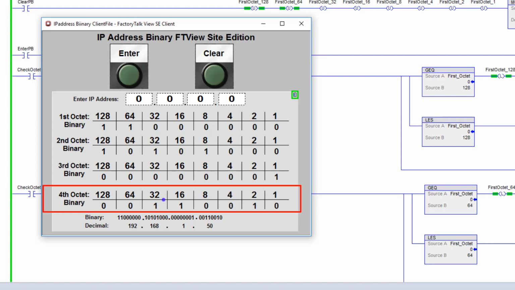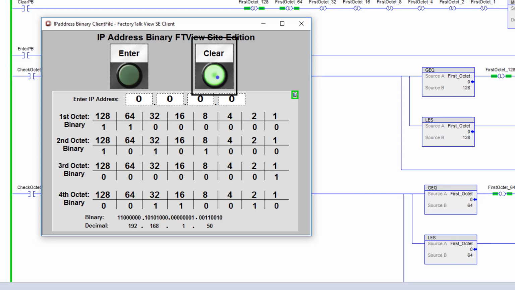Is it equal to or greater than 32? Yes, it is. And the remainder, is it equal to or greater than 16? Yes, it is. Equal to or greater than 8? No, it's not. From the remainder of all the math we've done so far, is it equal to or greater than 4? No, it's not. Is it equal to or greater than 2? Yes, it is. So the binary for the fourth octet is going to be 00110010.